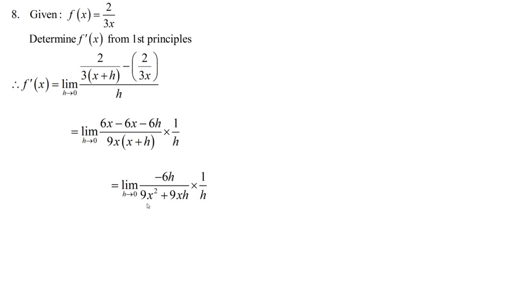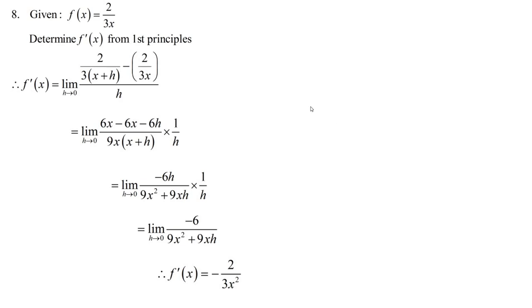I multiplied this out, made it 9x squared and 9xh. The h's cancel, and now you're kind of looking at your answer. You see, if h became infinitely close to 0, this 9xh, no matter what, would become 0. So the rate of change at any value of x is just going to be minus 6 over 9x squared. As h approaches 0, this falls away. Well, 6 over 9 is the same as 2 over 3, so this is the derivative.